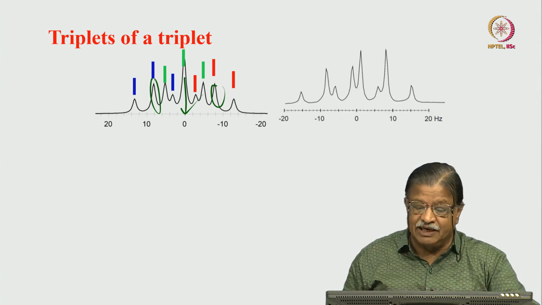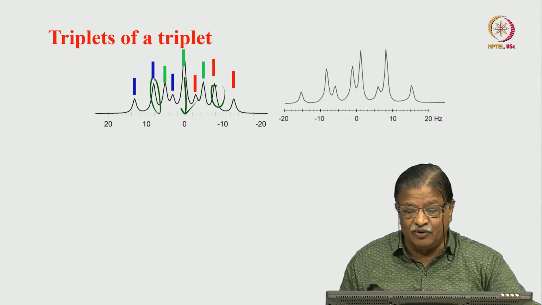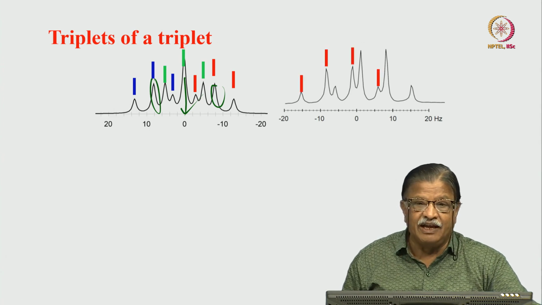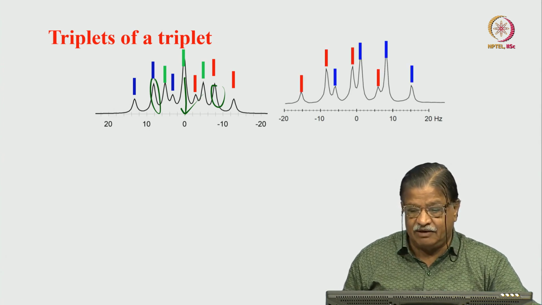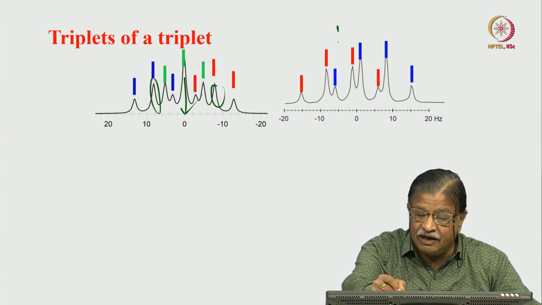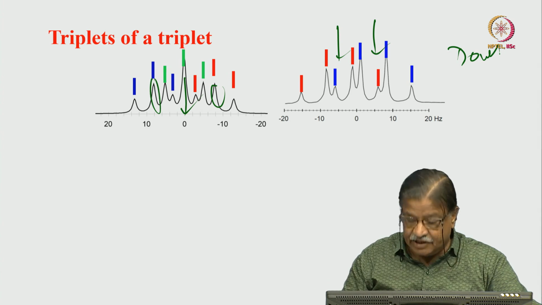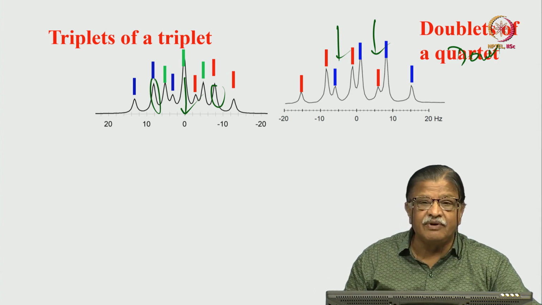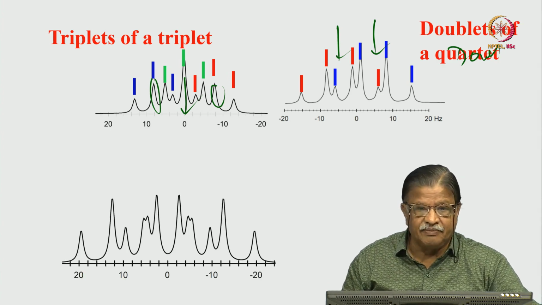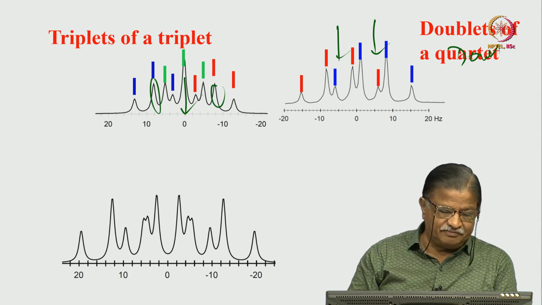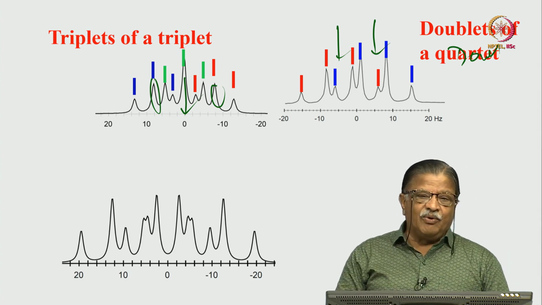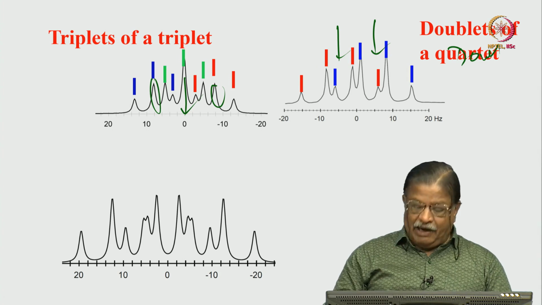This is another interesting thing. If you carefully look at it, you can identify very easily it is one quartet, another quartet, and then the center of this quartet to the center of this quartet is a doublet. So, what do we call this pattern? Doublets of a quartet. This is more complex. Now, we have to understand why we are going to get this type of pattern.